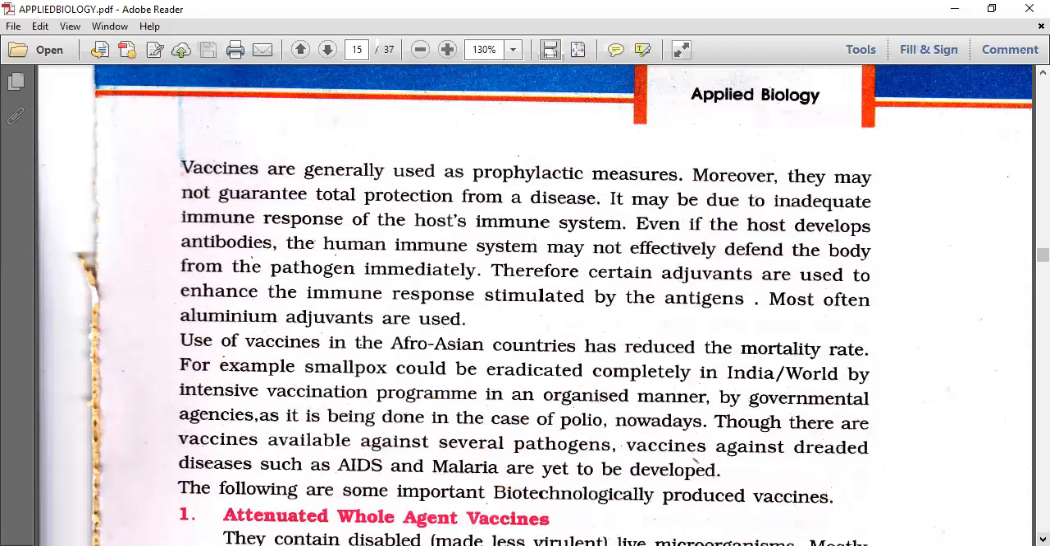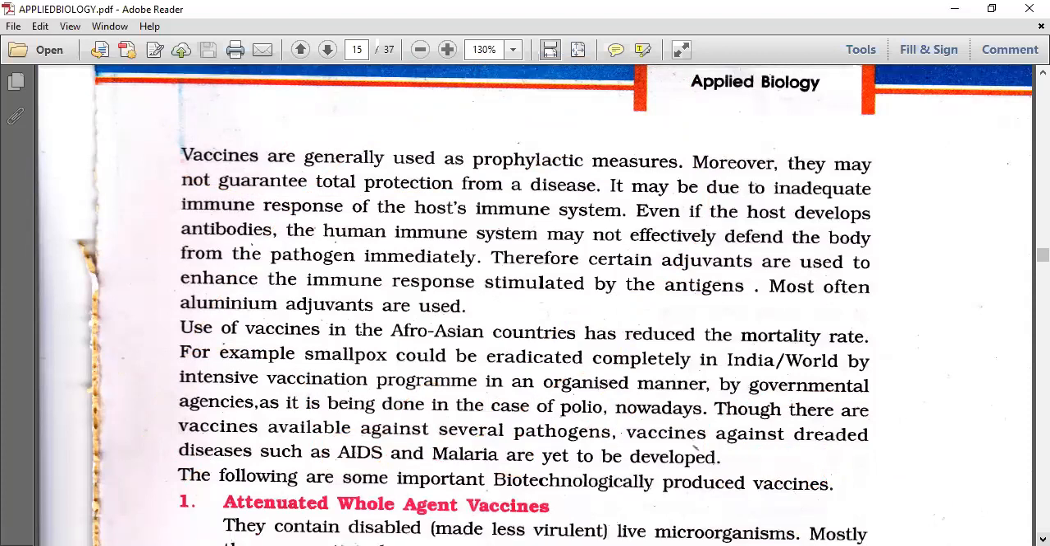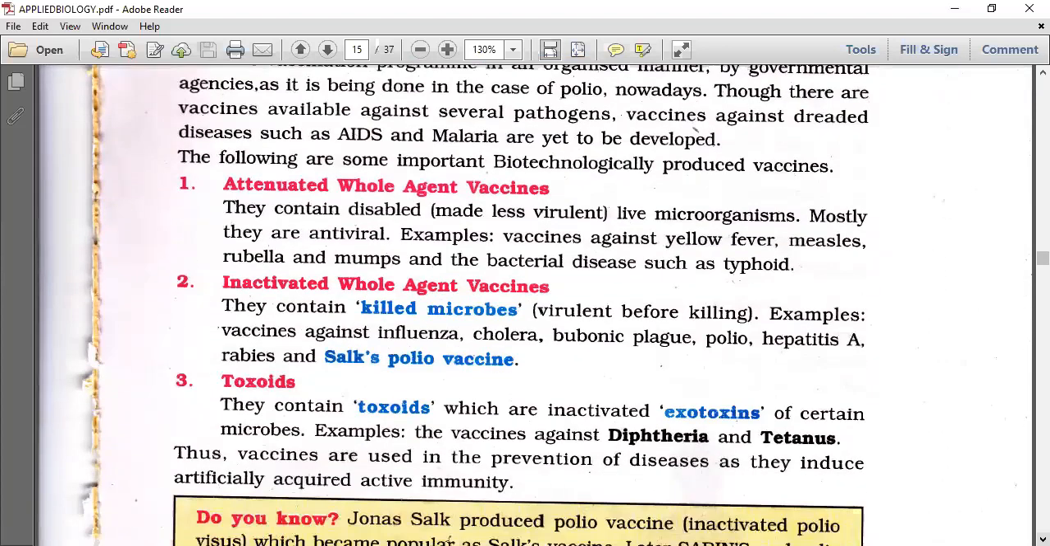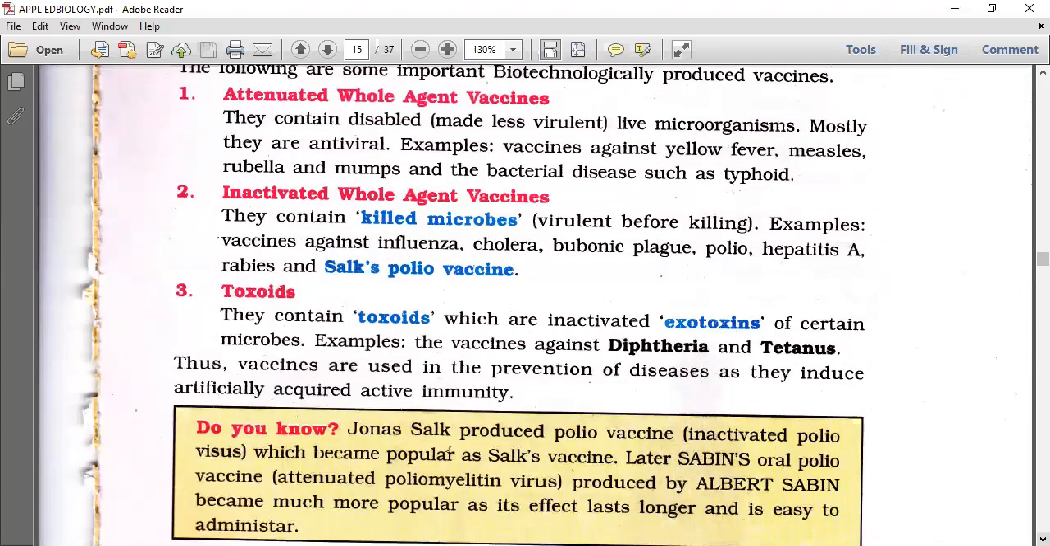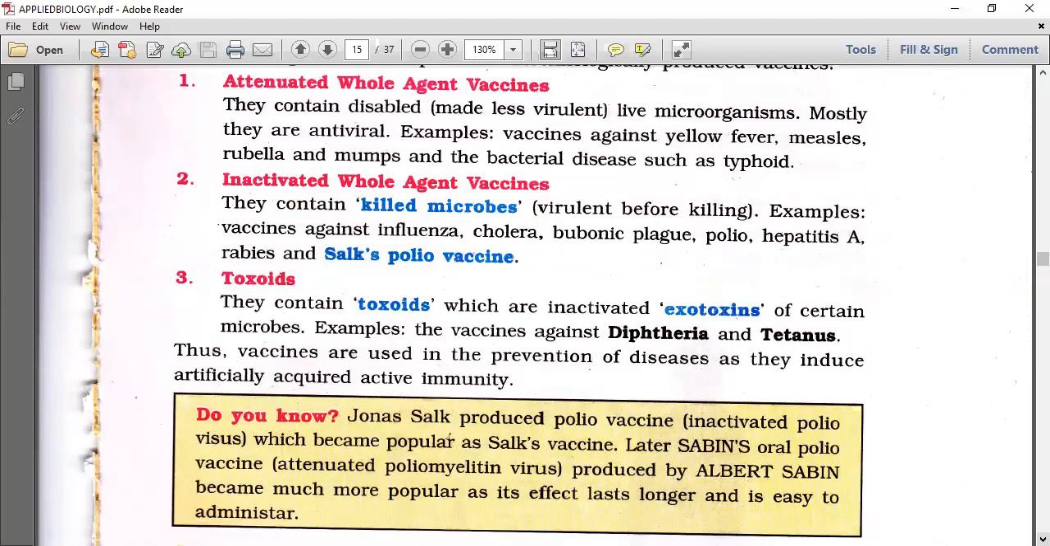Okay, so let's continue with the vaccines. Nowadays, the program is going on for the preparation of a vaccine for corona. Why are we late? The same answer, whatever answer we have for AIDS and malaria. So try to find out the answer. Now let's go with the attenuated whole agent vaccine. Various types of vaccines are there. Very few we are learning now.